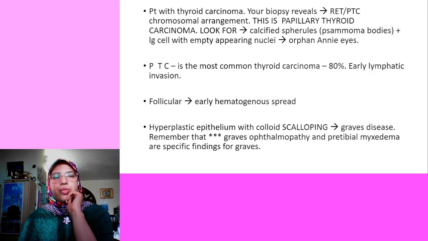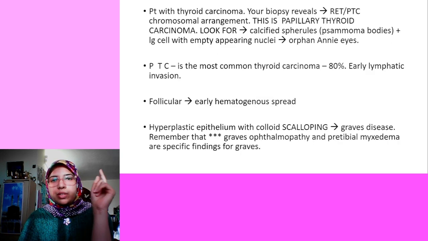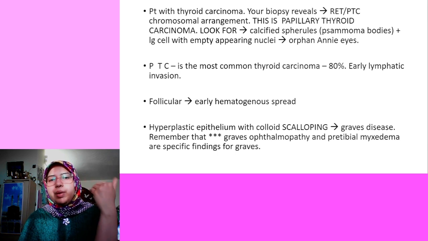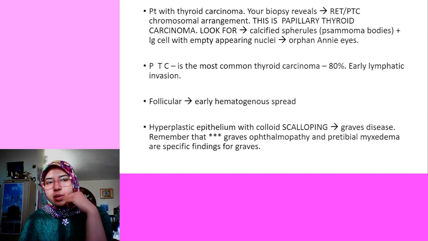A patient with thyroid carcinoma, your biopsy reveals RET/PTC chromosomal rearrangement. This is papillary thyroid carcinoma. Look for the buzzword calcified spherules or psammoma bodies, and large cells with empty-appearing nuclei. That's Orphan Annie eyes. PTC is the most common type of thyroid carcinoma, occurs at 80%, and has early lymphatic invasion.